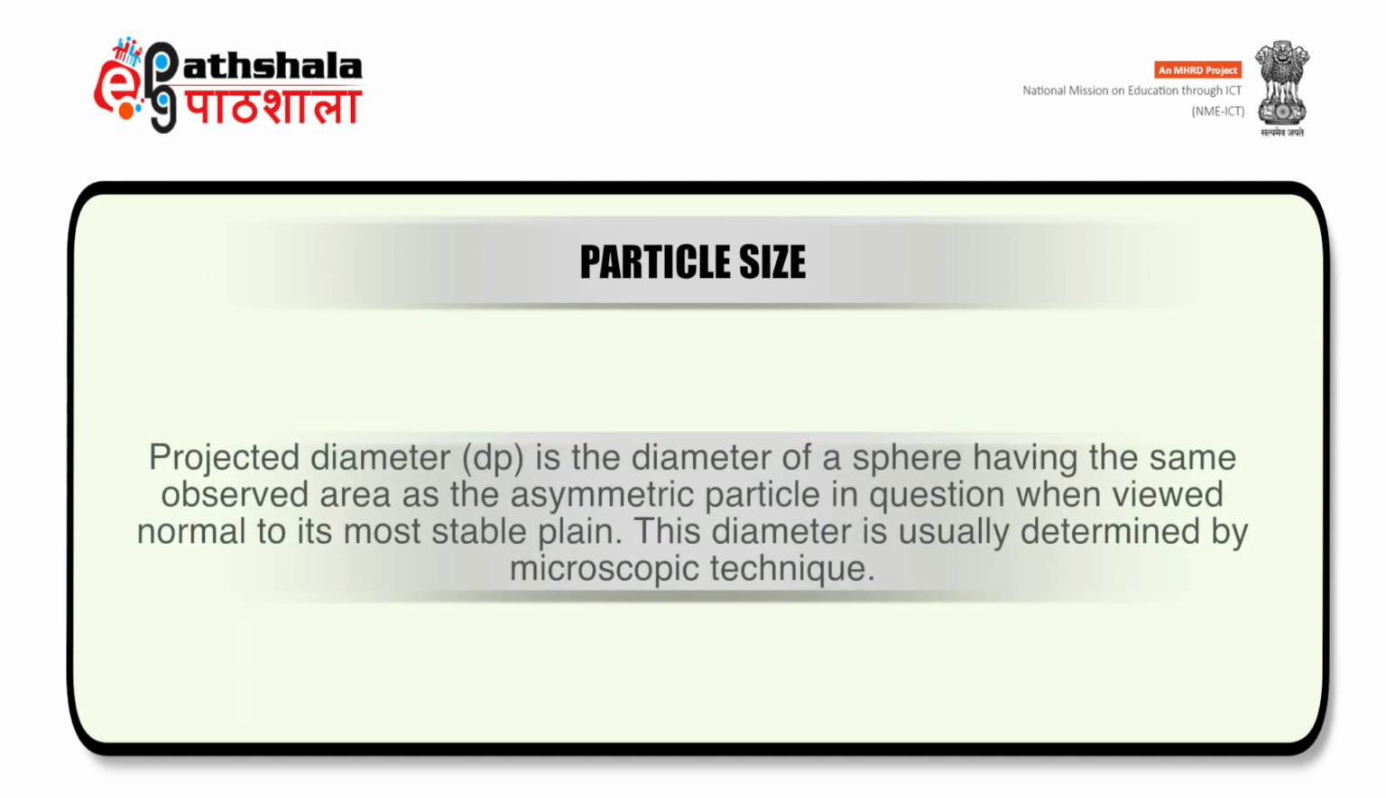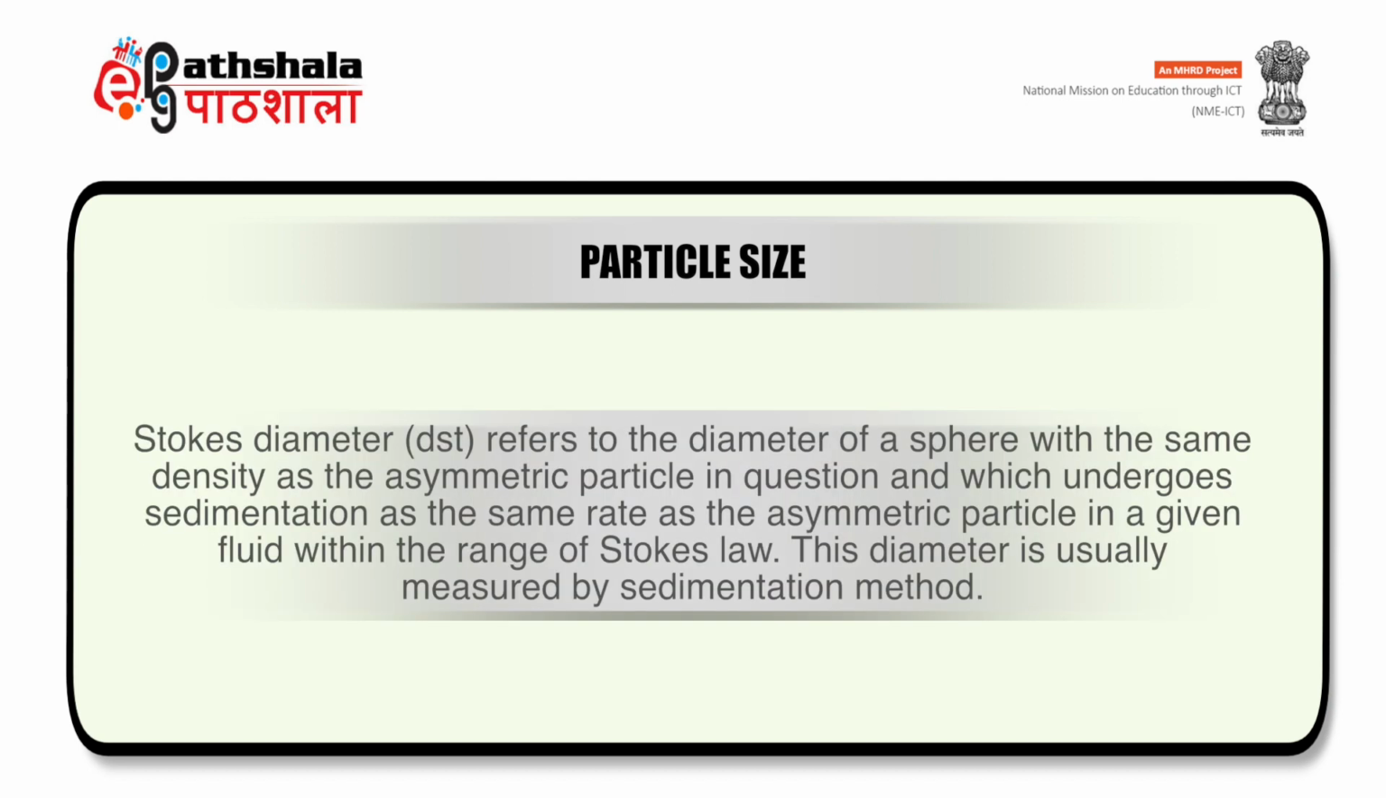Projected diameter is the diameter of a sphere having the same observed area as the asymmetric particle in question when viewed normal to its most stable plane. This diameter is usually determined by microscopic technique. The next diameter to discuss is Stokes diameter, which is the diameter of a sphere with the same density as the asymmetric particle in question and which undergoes sedimentation at the same rate as the asymmetric particle in a given fluid within the range of Stokes' law. This diameter is usually measured by sedimentation method.